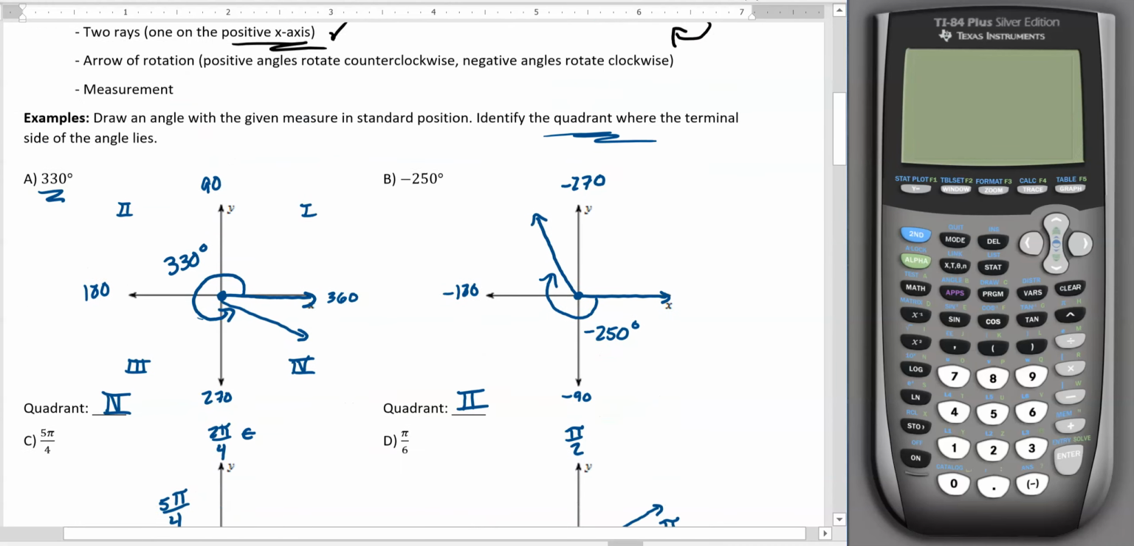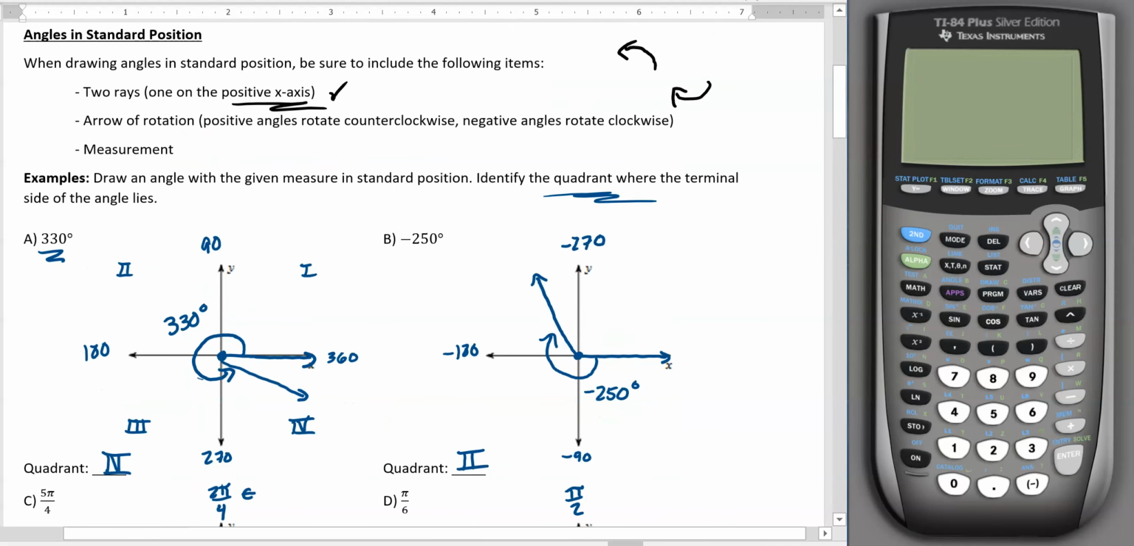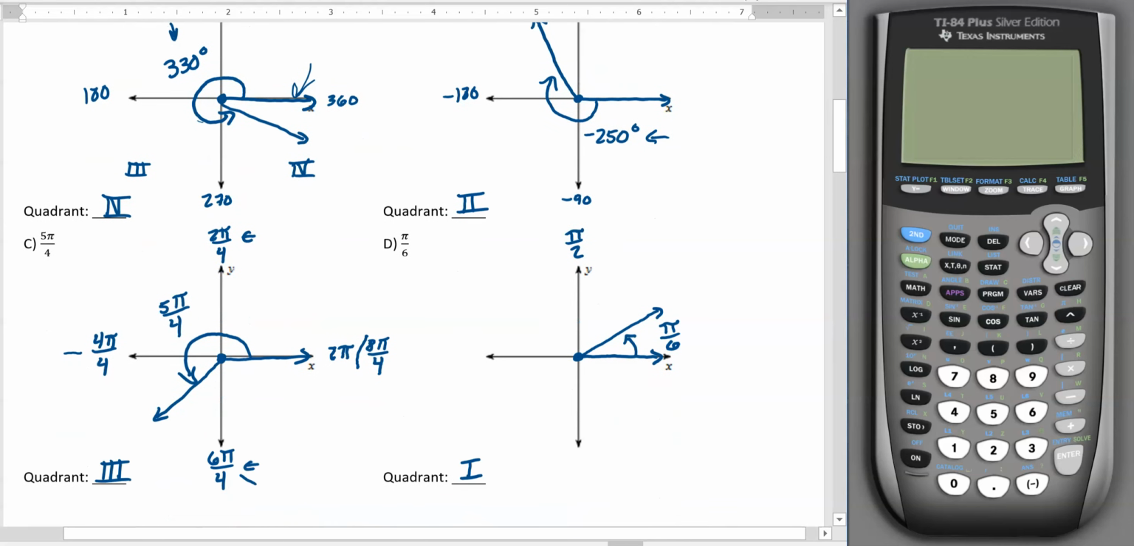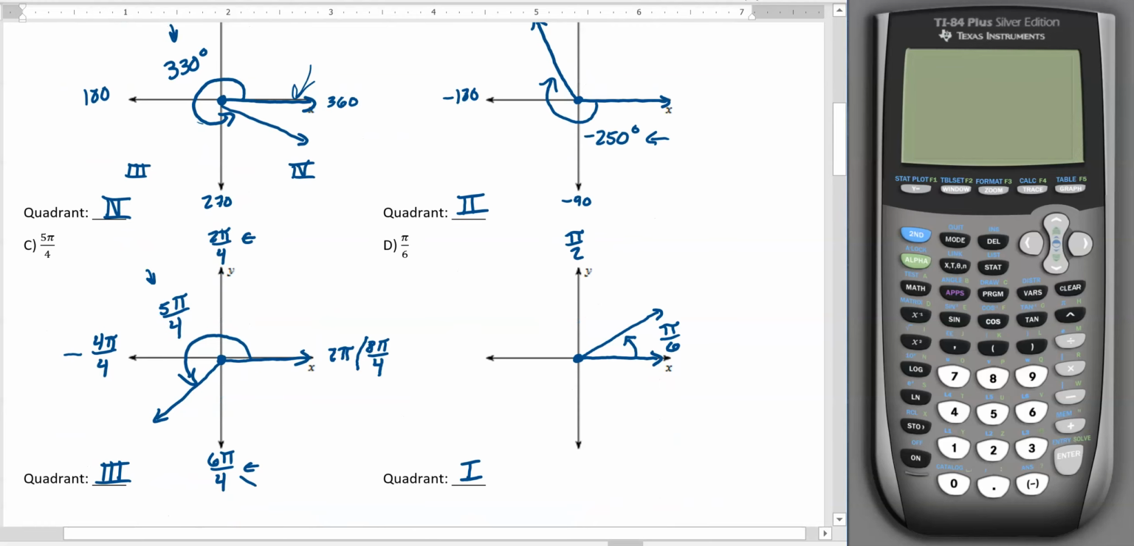So a couple things to review. Our two rays, one of them is always on the positive x-axis. Our arrow of rotation, we're going counterclockwise if positive, clockwise if negative, and it's important that we show the measurement, right? Be sure to show that measurement. This isn't exact, so it's important that the label is there so we can communicate what angle we're graphing.